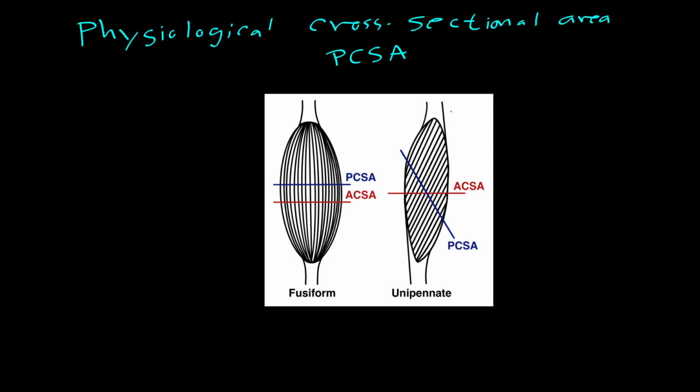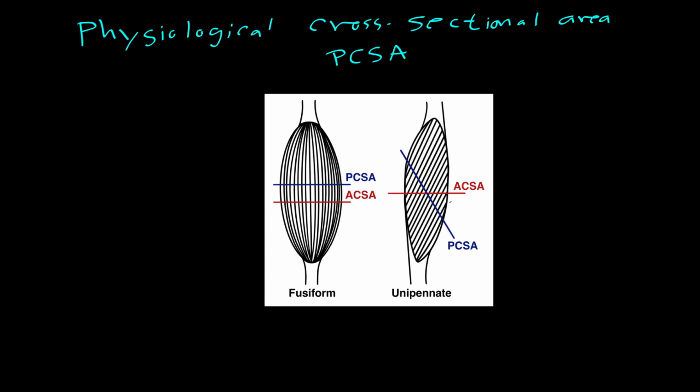The way you would measure, say, with an MRI, if you did an MRI and you took a cross-sectional slice of the muscle and found its area, which is something you can do in an MRI, that would give you something that we call the anatomical cross-sectional area. Same thing as if you got a measuring tape and measured the circumference of a muscle and assumed it was a circle and tried to find its area. That would give you the anatomical cross-sectional area.